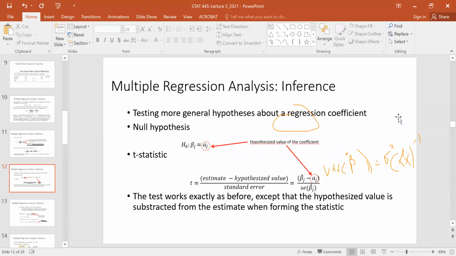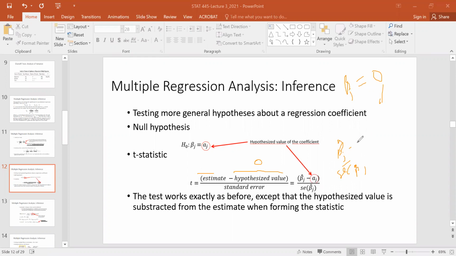Now, the hypothesis I just showed you assumes the null hypothesis beta j equals 0. But more generally, you may not have 0 here. If you have another value, then you just take the estimate minus the hypothesized value. In the previous line, the hypothesized value was 0, so we never wrote it and just wrote beta j hat over its standard error, because subtracting 0 is trivial. But this time, if it is a number other than 0, please put it there. The test works exactly as before.